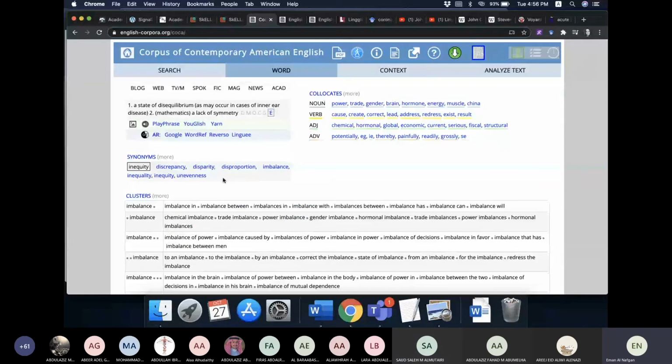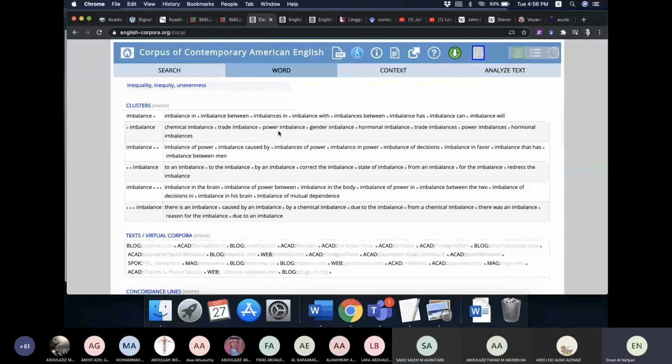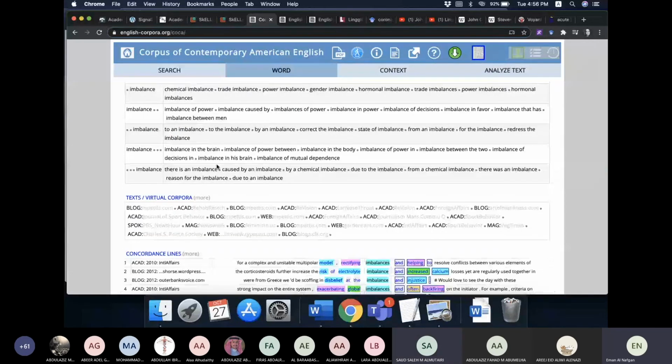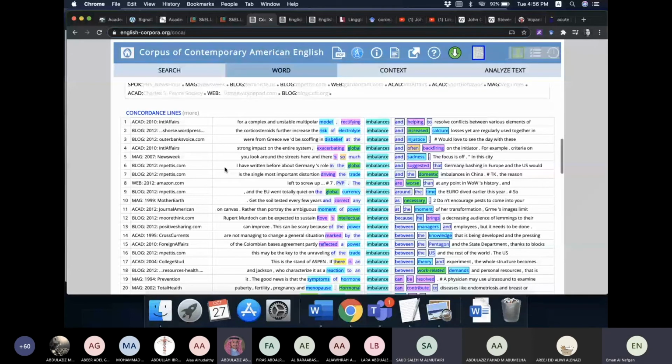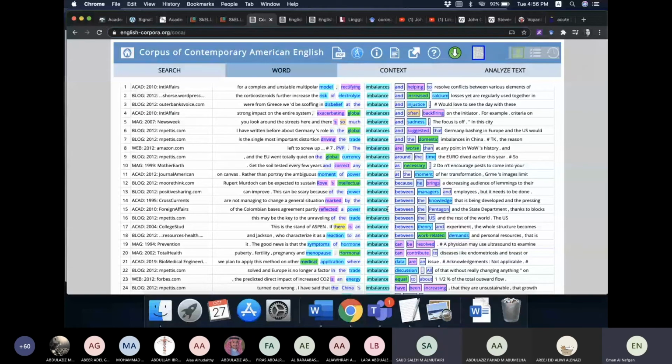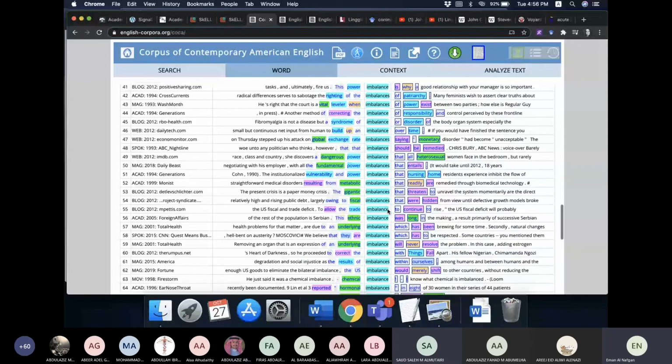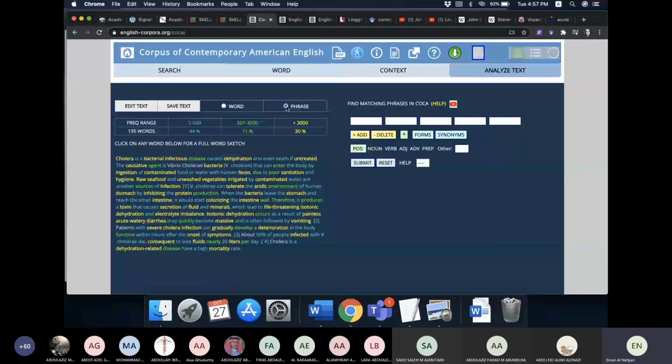You want synonyms. You're writing and you want synonyms. So here you have synonyms. And then also you can see which adjectives and which prepositions you use with it. Remember, just like before. Turn off the lights. And here you have examples of where imbalance occurs. Real life samples of imbalance. Now, if you go back and you pick phrase here, pick any phrase. Let's say lose fluids.